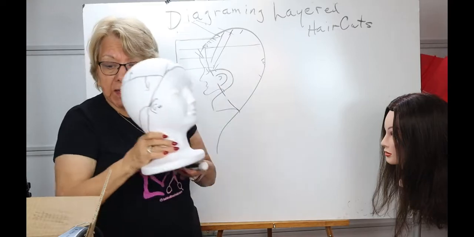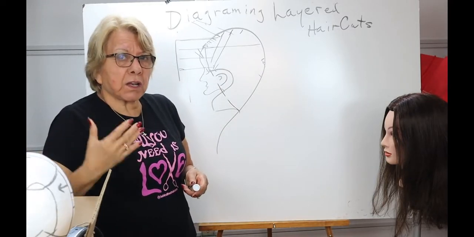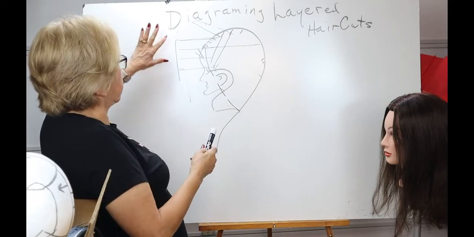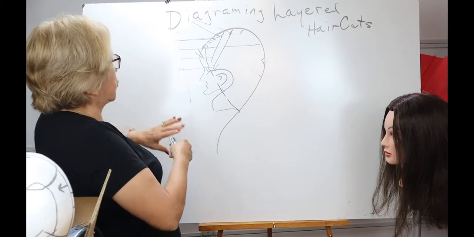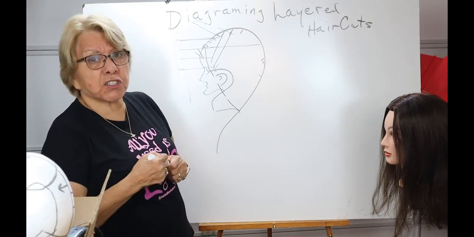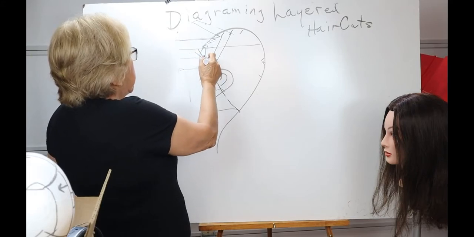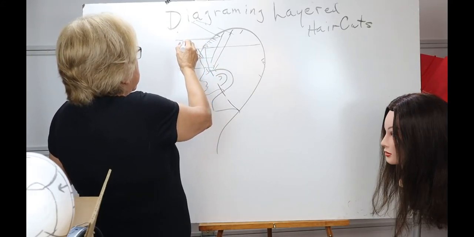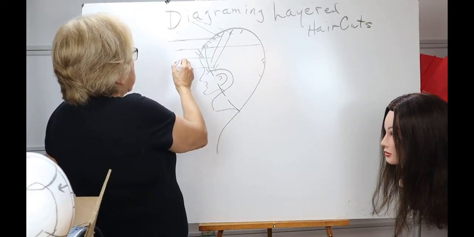Let's say that she says, but I want layers, but I don't want it too short on top. Here's another suggestion for you: when you bring it up, cut it at this angle.